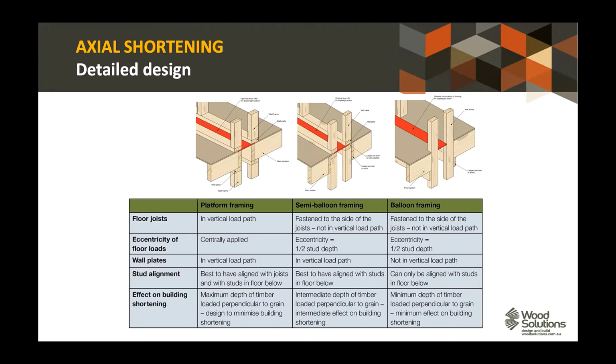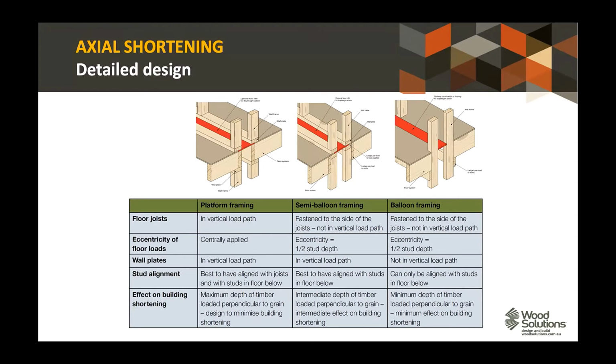But in order to do that, we need to have very deep transfers at each floor to distribute the load around. We're increasing the perpendicular to grain load at each floor. Therefore, we're going to increase the amount of axial shortening we have.